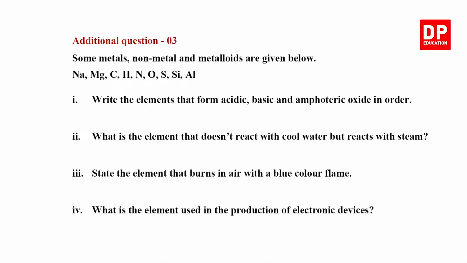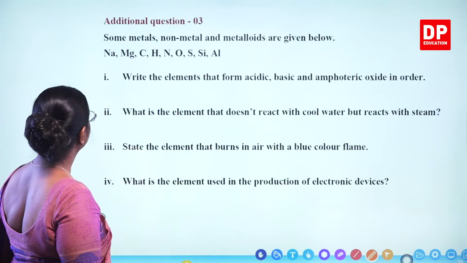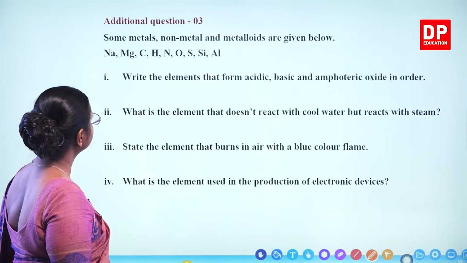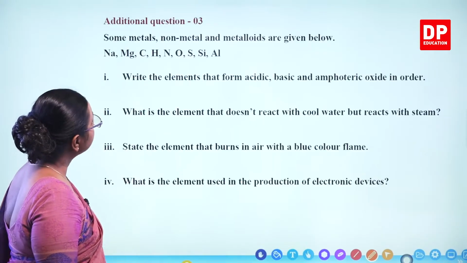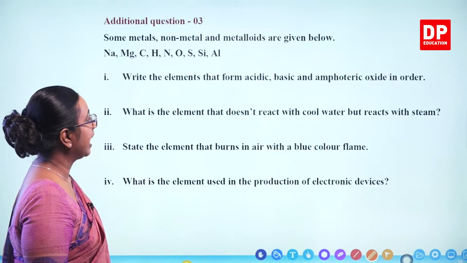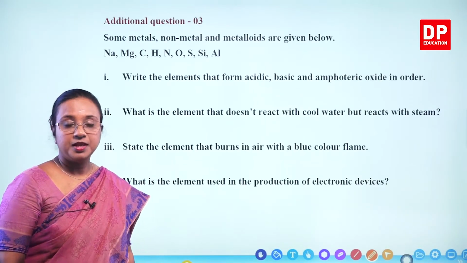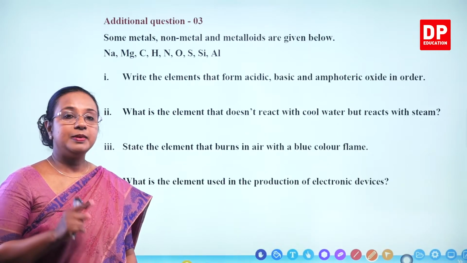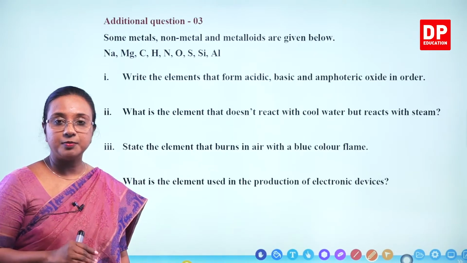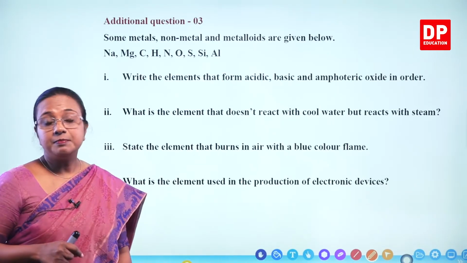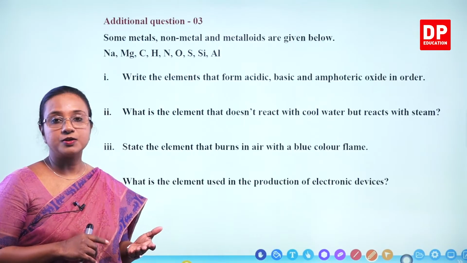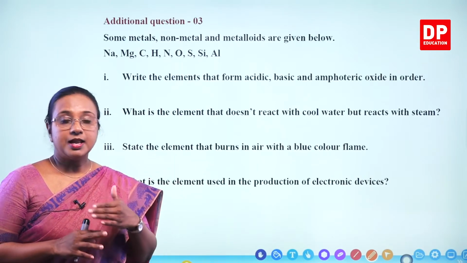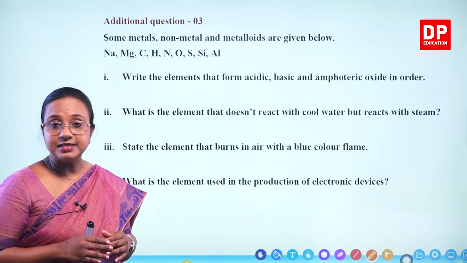Some metals, non-metals and metalloids are given below: sodium, magnesium, carbon, hydrogen, nitrogen, oxygen, sulfur, silicon, aluminium. Write the elements that form acidic, basic and amphoteric oxide in order. You can remember, students, we discussed the acidic, basic, amphoteric properties of oxides of the third period of elements. Their metals usually form basic oxides. Then we had aluminium, which forms amphoteric oxide, and starting from nitrogen, we have all acidic oxide.